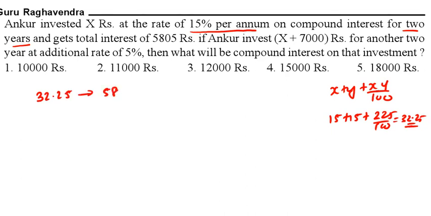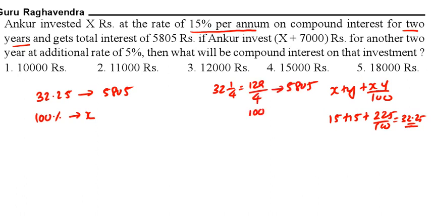So what is the answer? 30% is the correct answer. So 30% is the correct answer means option 4 will be the correct answer. Option 4, 30% is the correct answer. See the next question.